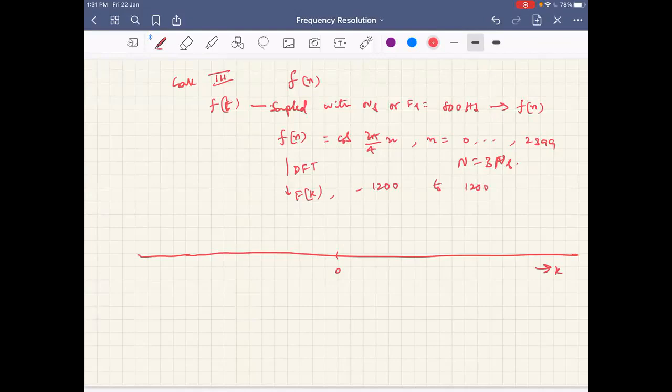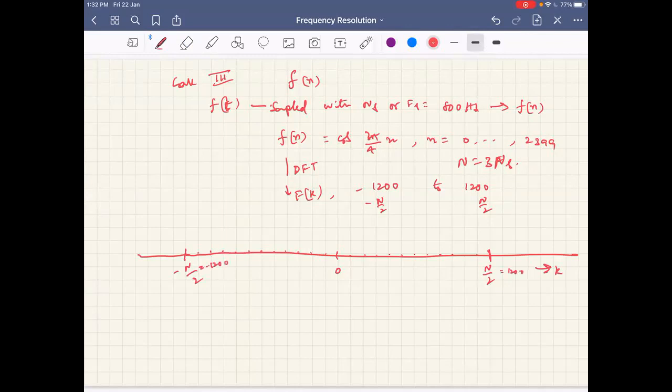Okay, minus fs by 2, here minus n by 2 to n by 2. We just leave the extreme ones. 1, 2, 3, 4, 5, 6, 7, 8, 9, 10, 12. Up to here, n by 2. 3, 4, 5, 6, 7, 8, 9, 10, 11, 12. This is minus n by 2, sorry. And here anyway it is 1200 and this is minus 1200.